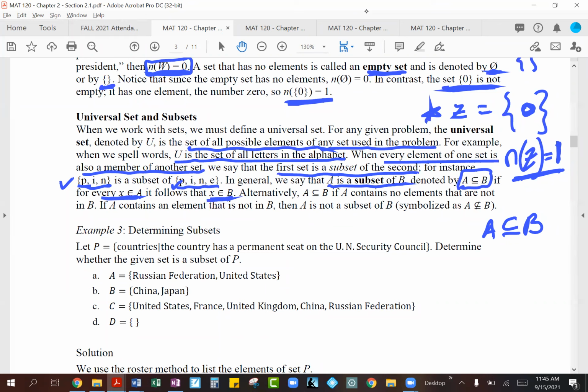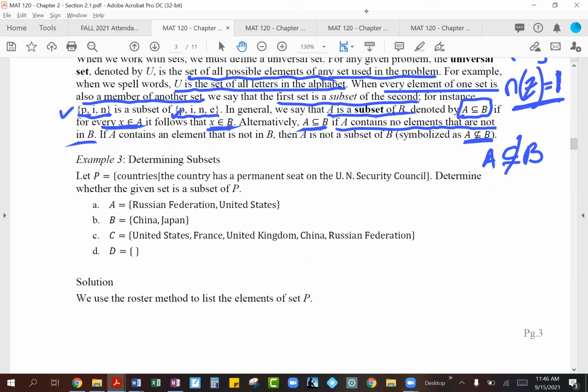They are also saying, alternatively, A is a subset of B if A contains no elements that are not in B. And that's kind of what I was saying, if PIN had an S, but PINE does not have an S, then they would not be subsets. Or, A would not be a subset of B. So A must not contain any elements that are not in B to be a subset. If A contains an element that is not in B, then like I said, A is not a subset of B, and this is the symbol you use. This is where you just put a slash through the symbol and A is not a subset of B. So it's kind of like you're canceling it out, right? When you put that little slash through it.